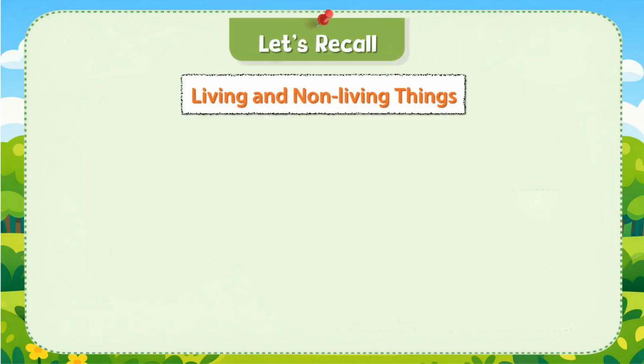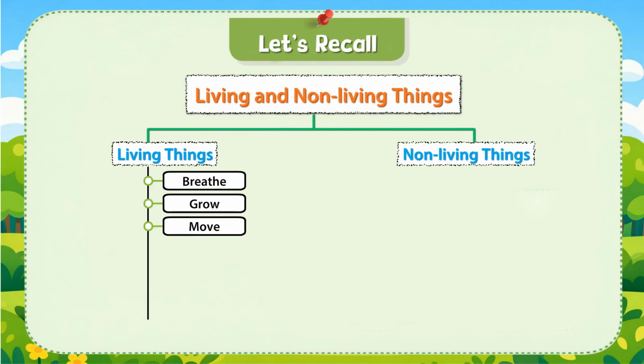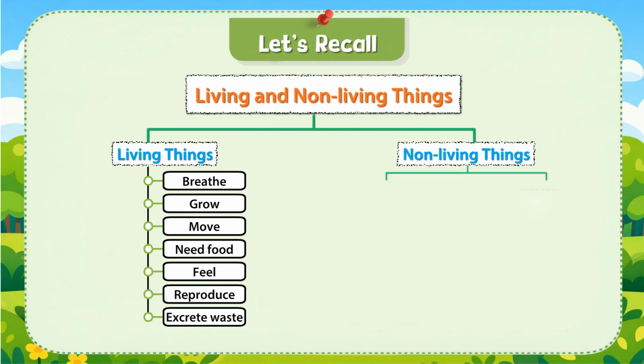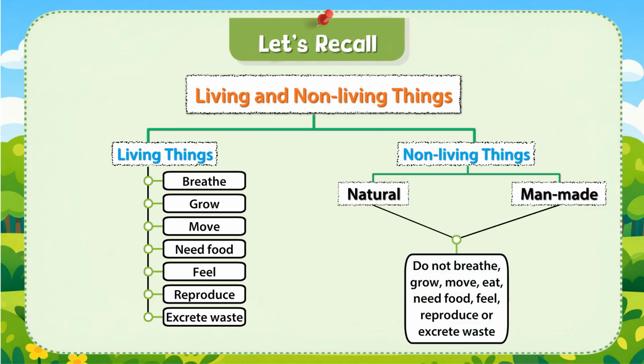Let's recall: living and non-living things. Living things: breathe, grow, move, need food, feel, reproduce, excrete waste. Non-living things: do not breathe, grow, move, eat, need food, feel, reproduce, or excrete waste. Natural, man-made.